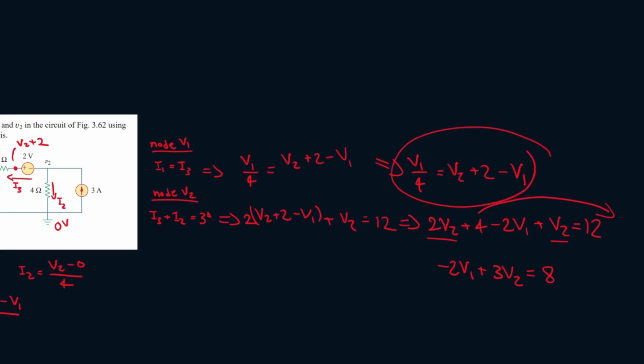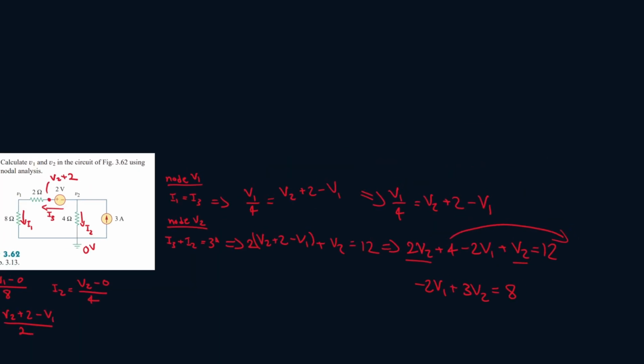And this one, let's bring the V1 to the other side so we can isolate it. So we have V1 over 4 equals V2 plus 2 minus V1. Let's bring the V1 to the other side. So it'll be plus V1 here. Then let's combine them. So it'll be 1 plus 1 over 4, which is 1.25 V1. Let me double check that. And yeah, okay. Now let's divide both sides by 1.25. So that's what V1 is going to be equal to, and let's plug it into this equation.